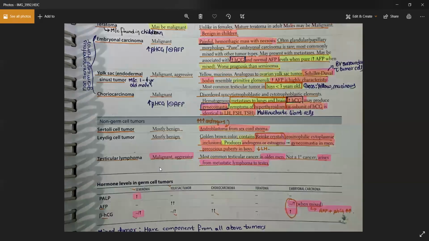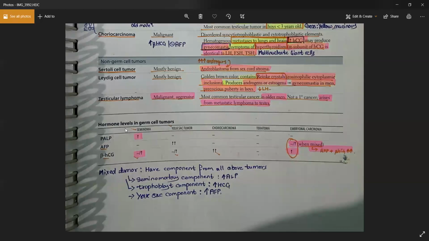Okay. So now you need to know about the hormonal levels: the placental alkaline phosphatase, alpha fetoprotein levels, beta HCG again. In case of seminoma, you will have a high level of alkaline phosphatase or a slightly raised level of HCG. In the yolk sac tumor, alpha fetoprotein levels will be a characteristic feature. In choriocarcinoma, HCG levels will be very high. Teratoma, nothing, nada. In case of embryonal carcinoma, if it is a pure type, only HCG levels will rise.